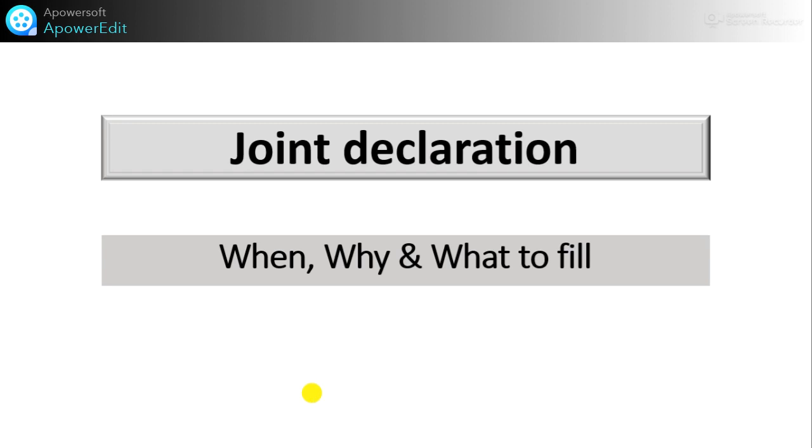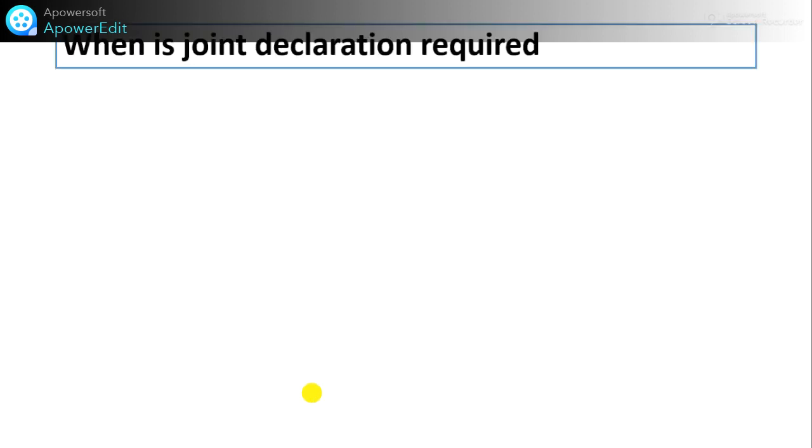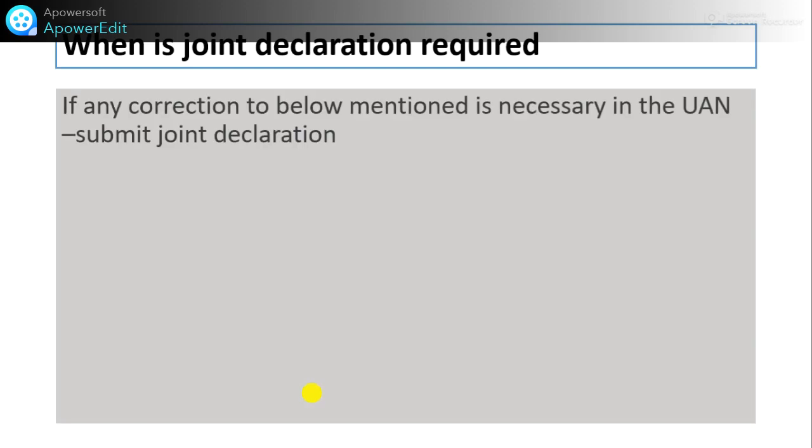So let us see what is this joint declaration and how to fill this information. If any correction as below is necessary in the UAN, then you need to submit this as a hard copy to the PF department.